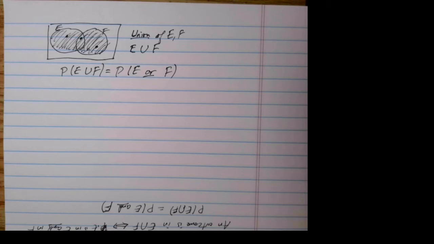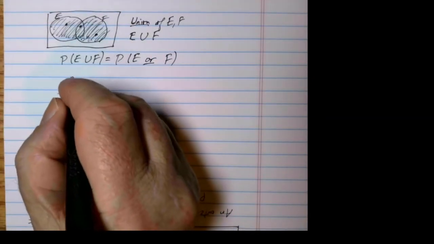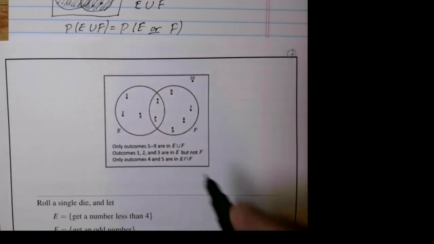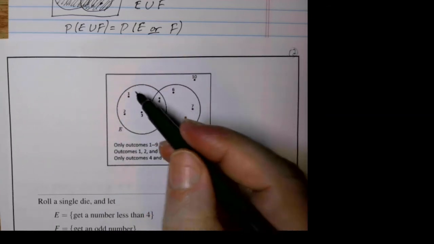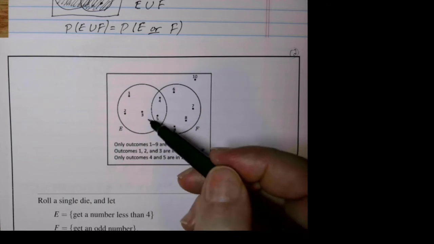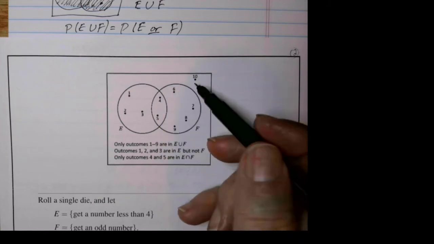Okay, we're going to try to develop a formula for the probability of a union, probability of E union F, in terms of the probability of E and F that we begin with. And we're going to do that looking at this example right here. This is a picture of two events, E and F, and some outcomes, numbers 1, 2, 3, 4, and so on. Outcomes 1, 2, 3, 4, 5 are in E. Outcomes 4, 5, 6, 7, 8, 9 are in F. And then there's an outcome number 10 that is outside both E and F.